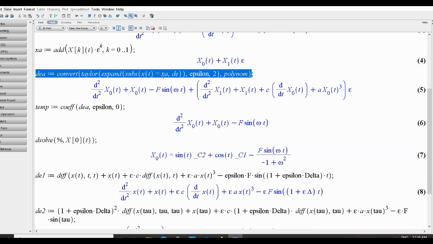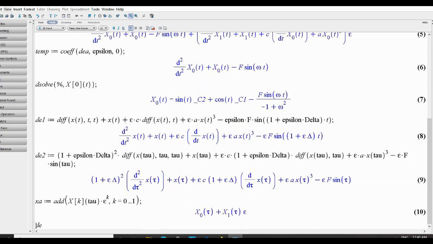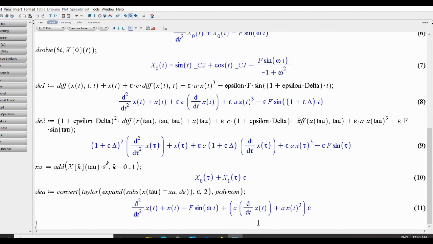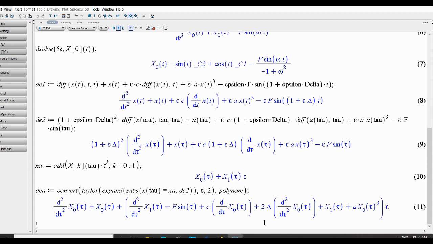I'll just copy that here. This is my DEA now. X of tau is that. Okay, very good. That didn't work. That is because this is supposed to be D2. Okay, good. And now you see that resonant forcing from the first order equation has disappeared.